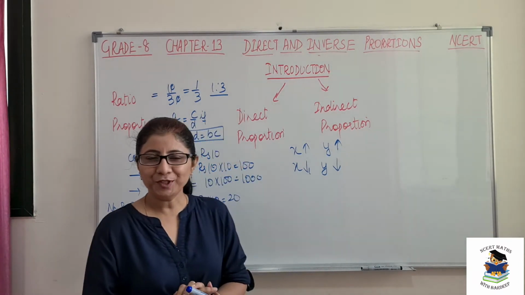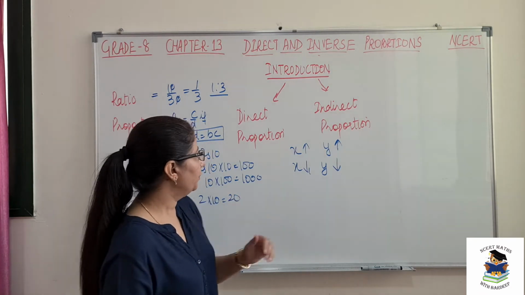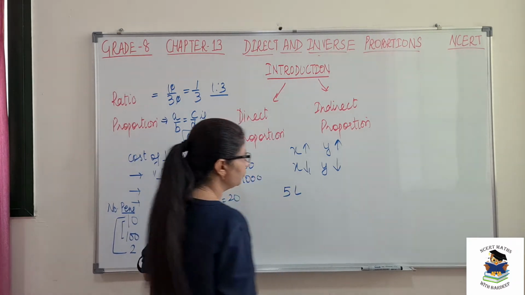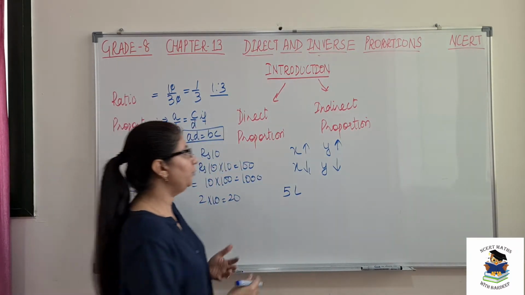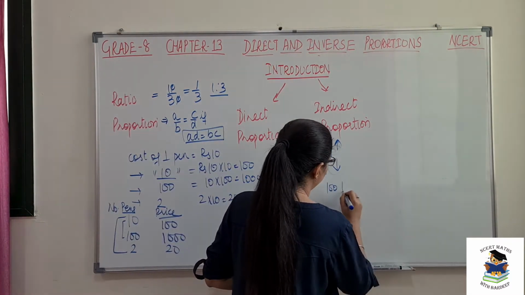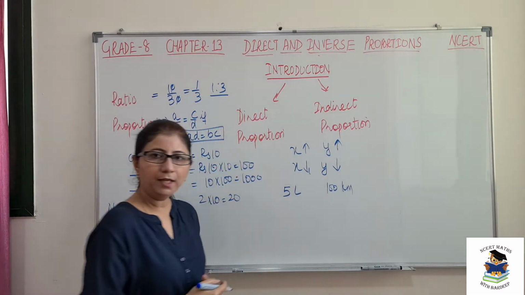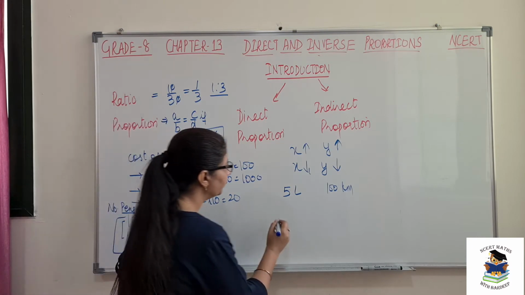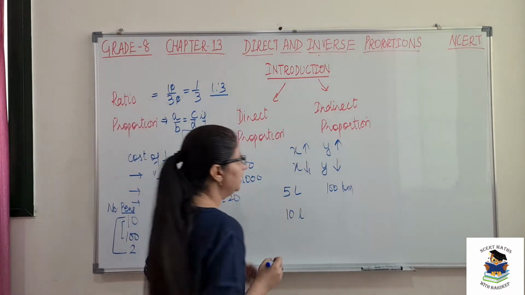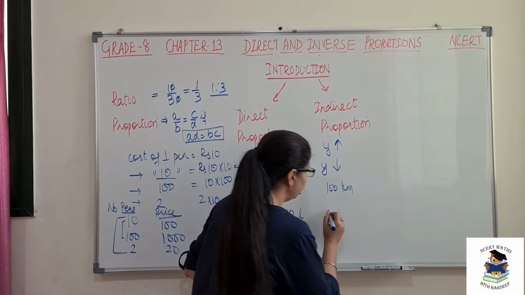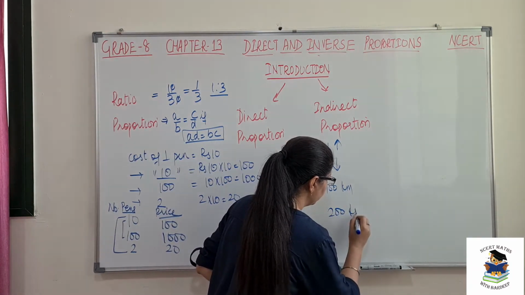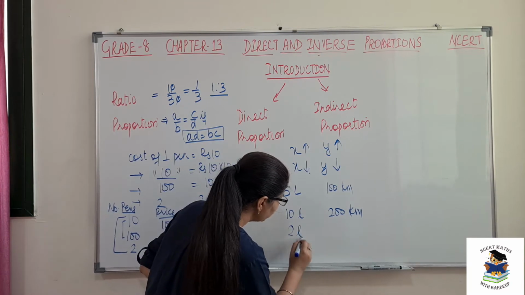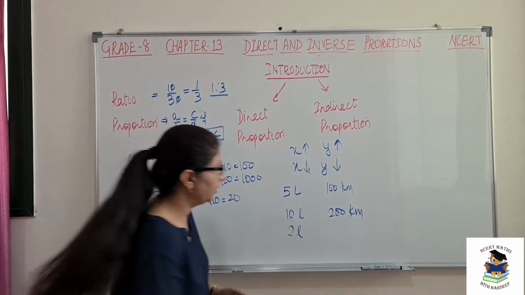So let's make it more clear with another example. Suppose I have one car in which I say that if I use 5 liters of petrol, it will cover 100 kilometers. Okay. So what if I will use 10 liters? Okay. If I use 10 liters, it will be 200 kilometers. And what if I use only 2 liters? Then it will be 40 kilometers.